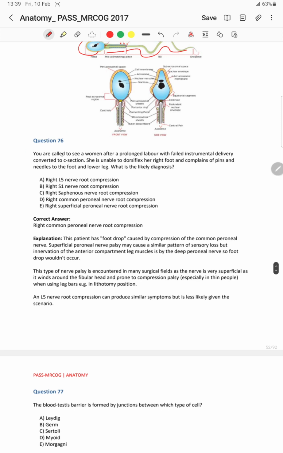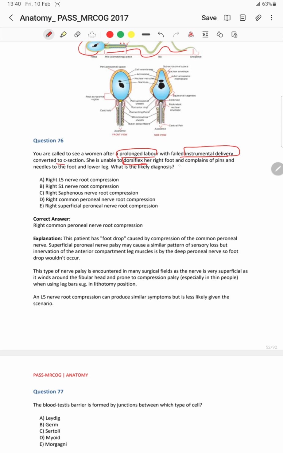Next question. You are called to see a woman after a prolonged labor with a failed instrumental delivery converted to C-section. She's unable to dorsiflex. So you have to understand what they are asking. She's unable to dorsiflex her right foot and complains of pins and needles in the foot and the lower leg. What is the diagnosis? We have risk factors here: the prolonged labor, number one, then the instrumental delivery, two, and later it is converted to C-section.